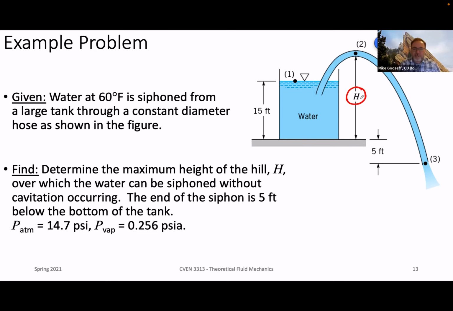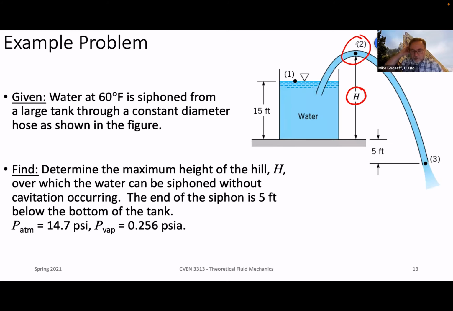So what we're going to do is eventually prescribe a pressure at point number 2 that we don't want to go less than. We're going to stick in the vapor pressure for point number 2 and say, okay, how big can H be so that we don't exceed this or go below it or get close to it for that matter.